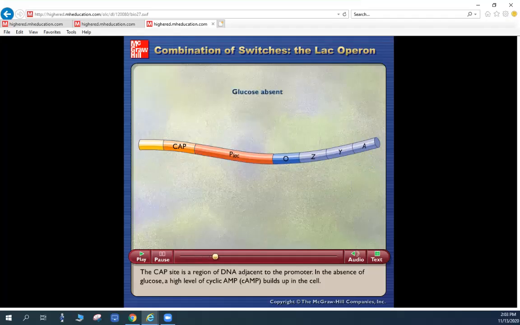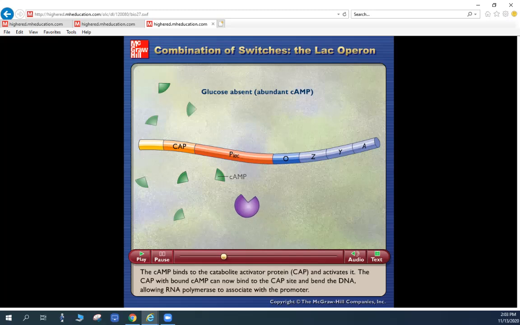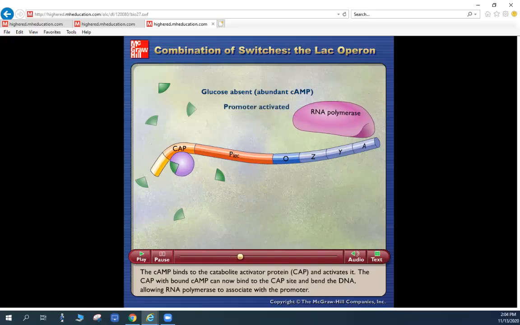In the absence of glucose, a high level of cyclic AMP, cAMP, builds up in the cell. The cAMP binds to the catabolite activator protein, CAP, and activates it. The CAP, with bound cAMP, can now bind to the CAP site and bend the DNA, allowing RNA polymerase to associate with the promoter.